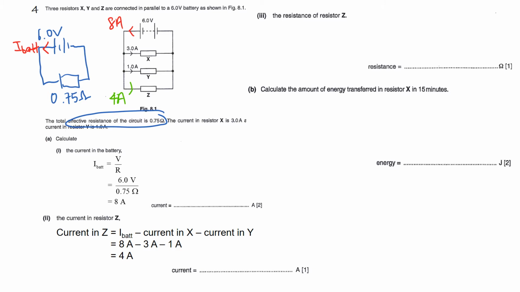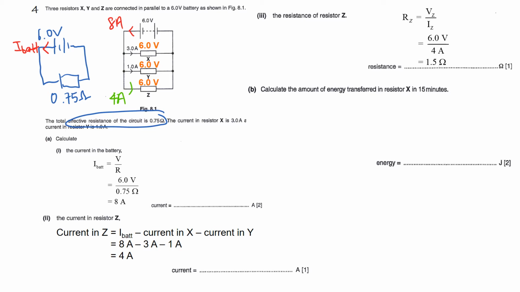How do I find the resistance of resistor Z? Earlier on, we learned that the potential difference across parallel branches of a parallel circuit is the same, meaning since the EMF of the battery is 6 volt, the potential difference across the first branch, resistor X, is 6 volts. The potential difference across Y is also 6 volts, and so is the potential difference across Z. Now, to find the resistance of Z, I use V = IR. 6 volt divided by 4 ampere flowing through Z, found in part 2, I get 1.5 ohms.